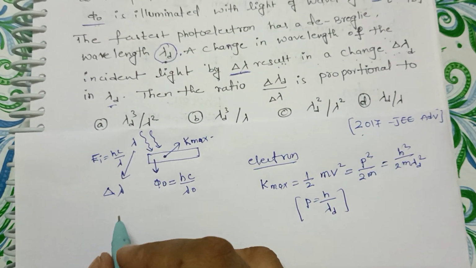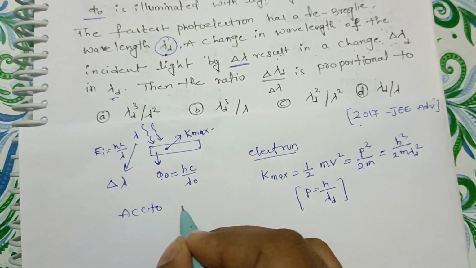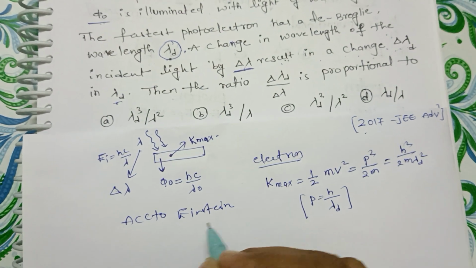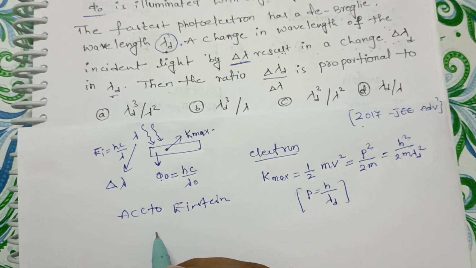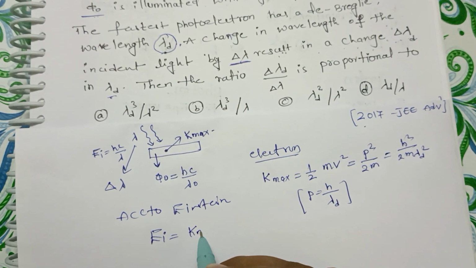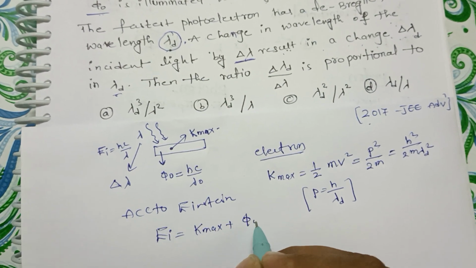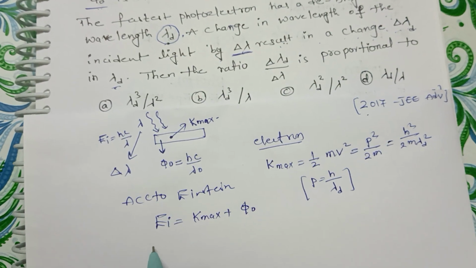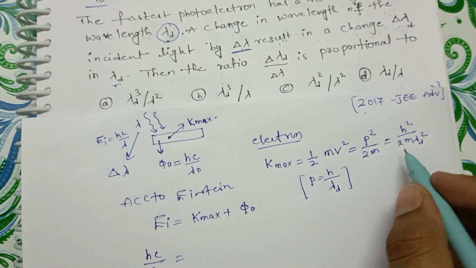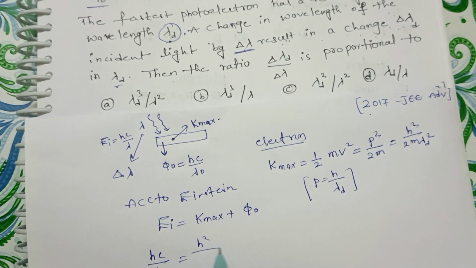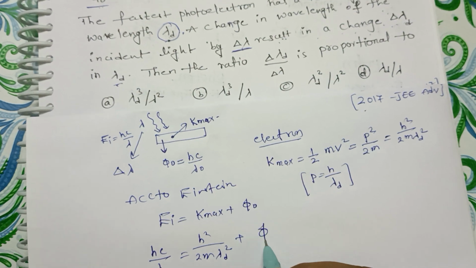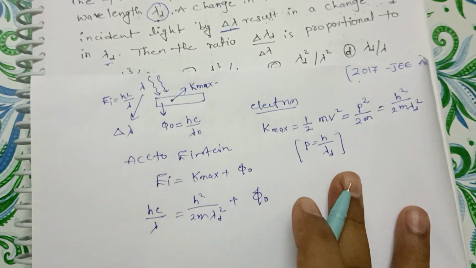Now, according to Einstein's photoelectric equation, the incident energy is equal to the maximum kinetic energy plus the work function. The incident energy I already wrote as hc by lambda. The maximum kinetic energy is h square by 2m lambda d square, plus the work function phi naught, which you can write as hc by lambda naught, no issue in that.